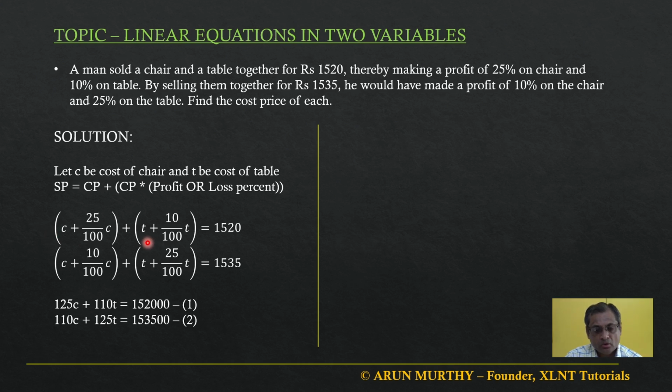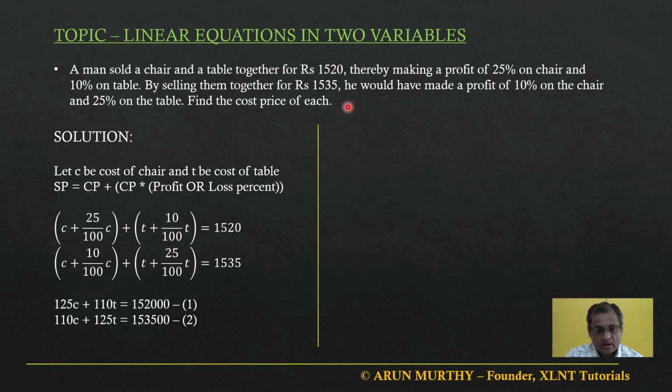Similarly, a 10% profit on the table means that the selling price of the table will be T plus 10 over 100 times T. Now these two selling prices add up to 1520. That's what is given in the first part of the statement.